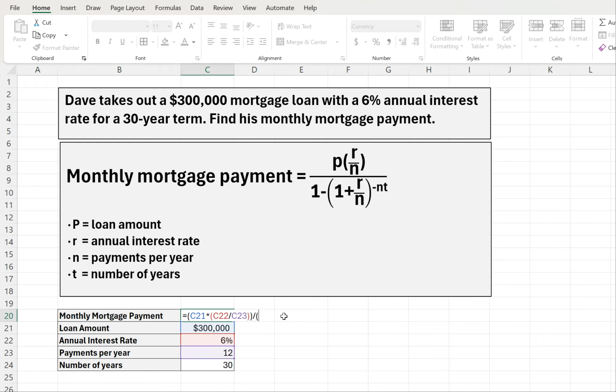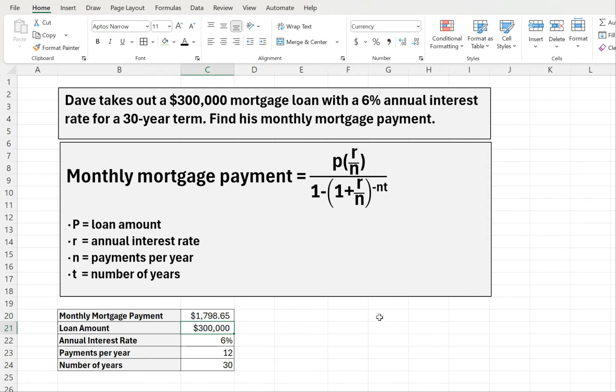So this is the entire numerator of the formula. Then we'll divide by, we have 1 minus, parentheses, 1 plus R over N. So again, the annual interest rate divided by the payments per year. So this cell divided by this cell, close the parentheses, raised to the power of, we have negative N times T. So let's put this in parentheses as well. So we have negative the number of payments per year, so this cell times T, the number of years. So this cell, and then we'll close the parentheses, and then we'll add one more parentheses to close out the denominator of the formula.